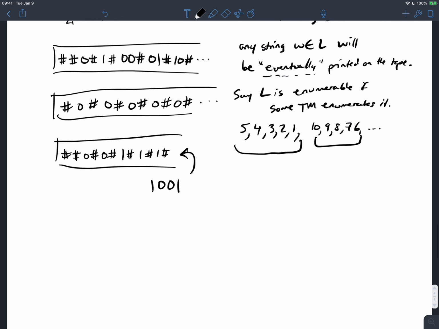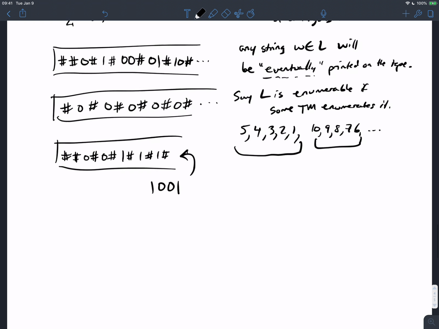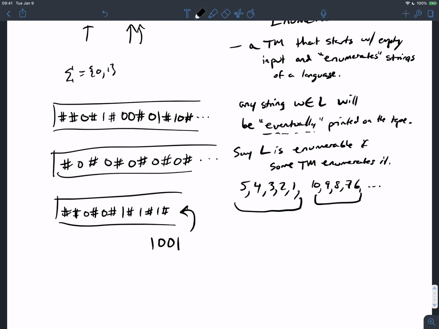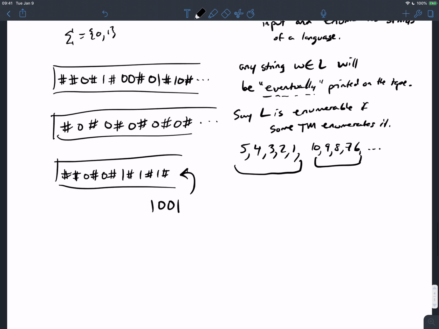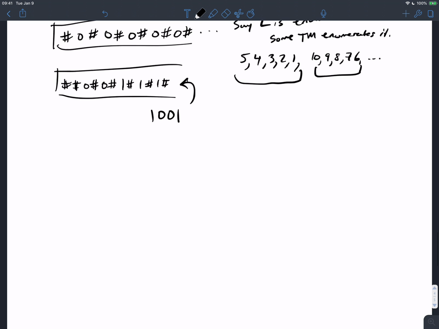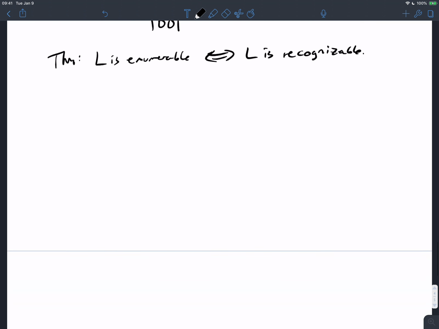Okay, so this is a little different than what we're used to, but you may think, well, we have this notion of decidable, recognizable, and now enumerable. So it seems like we have a whole collection of different types of languages. But in fact, we will show, as a theorem, that L is enumerable if and only if L is recognizable.